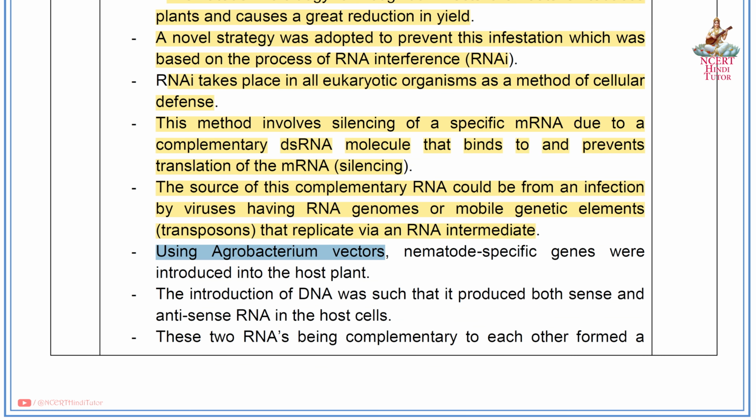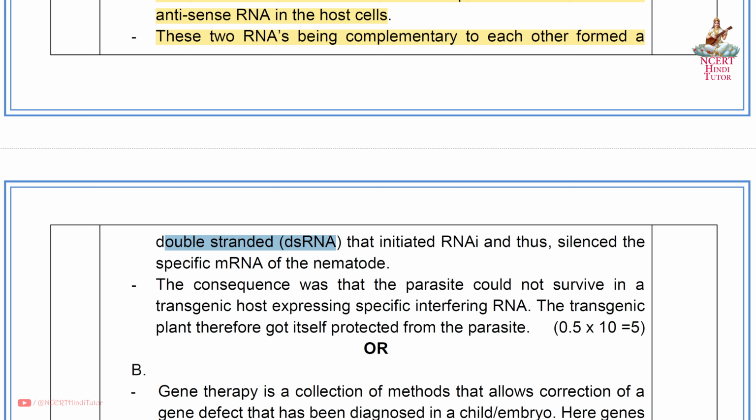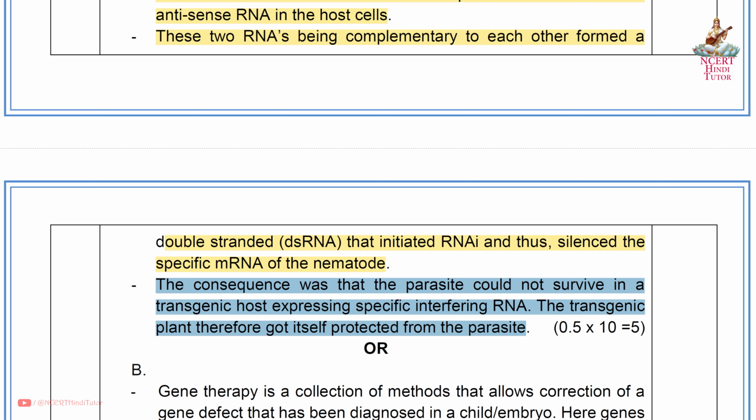Using Agrobacterium vectors, nematode-specific genes were introduced into the host plant. The introduction of DNA was such that it produced both sense and antisense RNA in the host cells. These two RNAs, being complementary to each other, formed a double-stranded dsRNA that initiated RNAi and thus silenced the specific mRNA of the nematode. The consequence was that the parasite could not survive in a transgenic host expressing specific interfering RNA. The transgenic plant therefore got itself protected from the parasite.